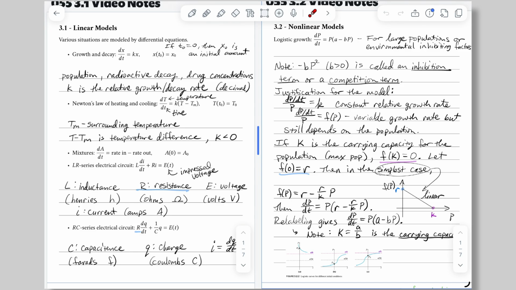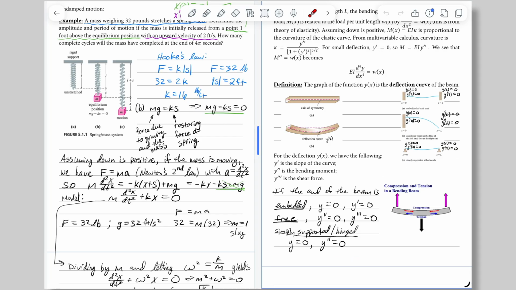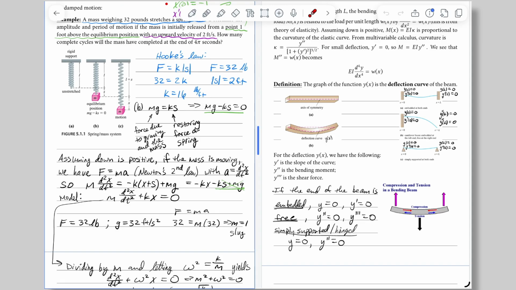Earlier in the course, we saw linear and nonlinear models for first-order differential equations. Now we're going to move to second-order differential equations, where our models will still be linear, but in some cases we'll be looking at initial value problems, and in some cases we'll be looking at what's called boundary value problems. The current set of videos is going to be focused on initial value problems.